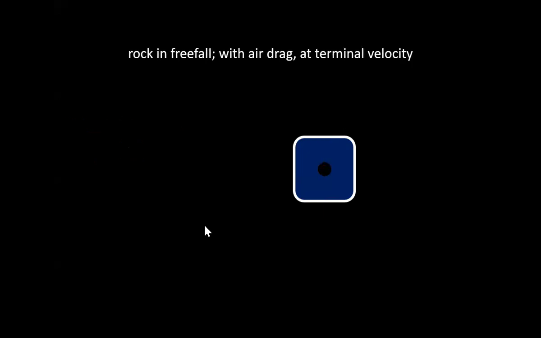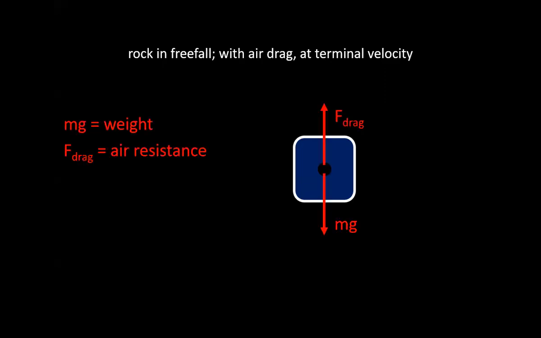All right, next one: rock in free fall with air drag, terminal velocity. You guys got terminal velocity? It's got weight down and the drag force up, and those two are balancing each other out, right? Now, are they balancing out because of Newton's third law? No, they're balancing out because it reaches a state of equilibrium. But let's go to Newton's third law.